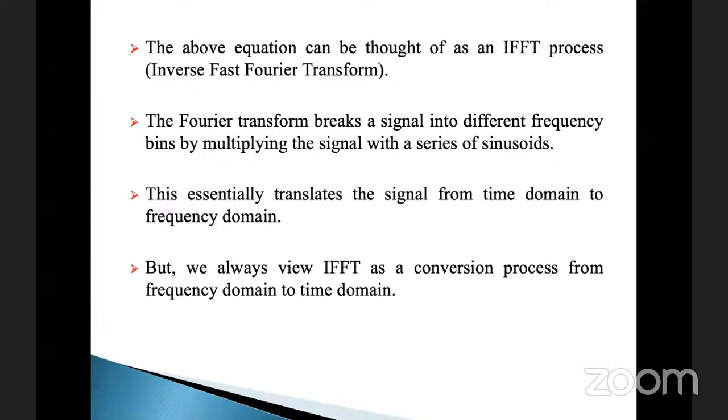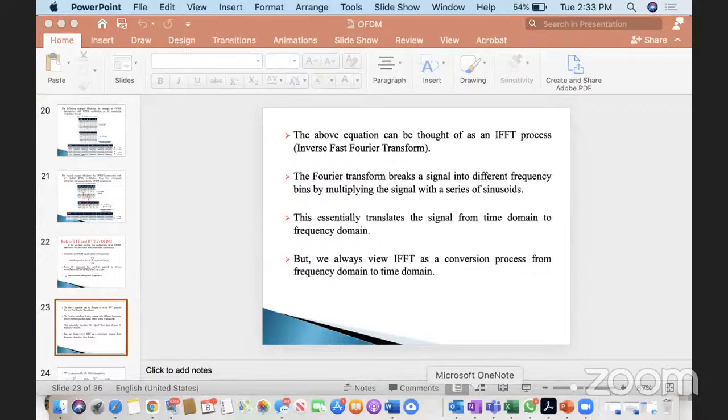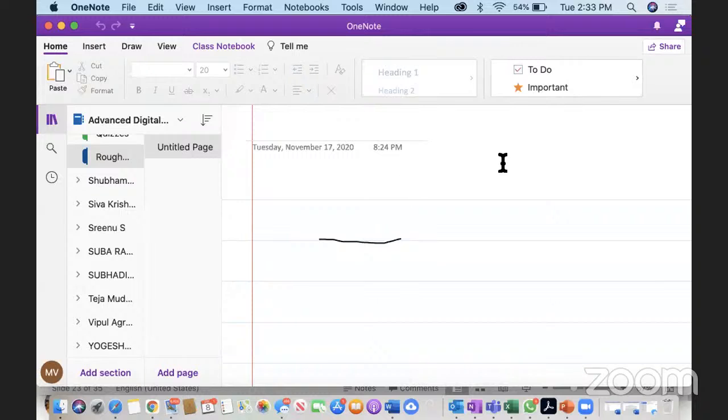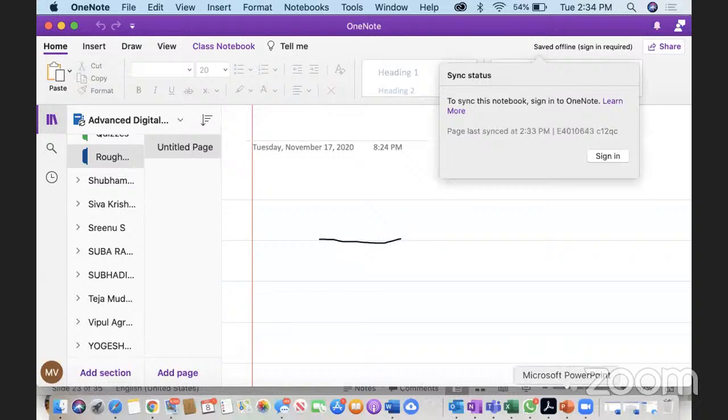That is, if I have a writing pad, I would have explained it to you in a better way, because it's not allowing me to use my iPad. Okay, no problem. We have to adjust with this one. So this essentially translates the signal from time domain to frequency domain, or else I'll try to see with this notepad. Okay, but it takes time to draw the diagram.